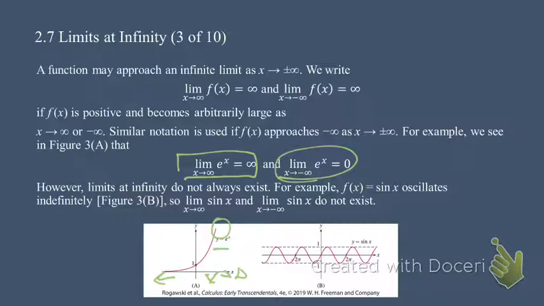Okay? We also have functions that we say oscillate. So we looked at the sine or the cosine function. They go back and forth. So as I get closer to infinity, I notice there is no single value that it is going to. It's not going to infinity or negative infinity. So we say that those limits do not exist.